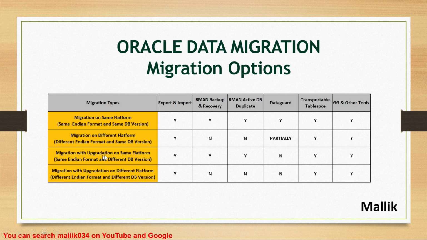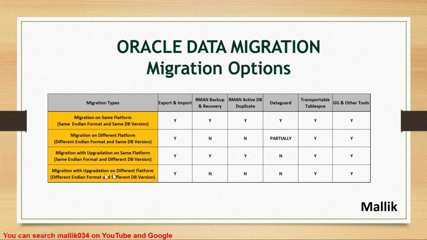And the third type of migration is migration with upgradation on the same platform. For example, again, Linux to Linux, or AIX to AIX, or Windows to Windows, the platform or endian format is going to be the same, but the DB version is different. Like for example, 11G to 12C, or 12C to 19C, or 18C to 19C. So it is a database upgrade on the same platform.